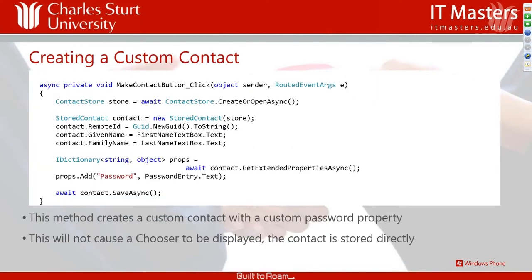Doing this is relatively straightforward. We need to firstly create or open the existing contact store for the application. Once we've got it, it's simply a matter of creating a new instance of a stored contact, setting a few properties on it, and then calling the save async method. Notice that this makes use of the async await pattern, as opposed to some of the previous APIs, where we saw asynchronous operations that had a callback or an event handler that got raised when the task completed.